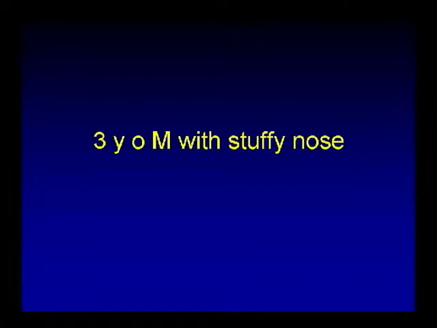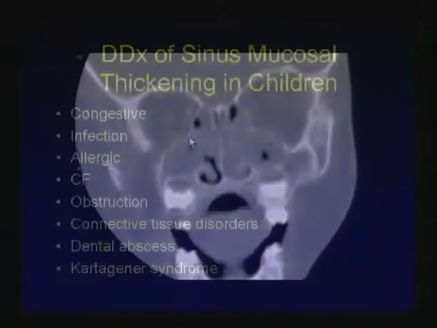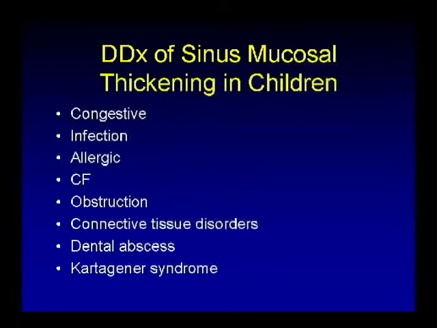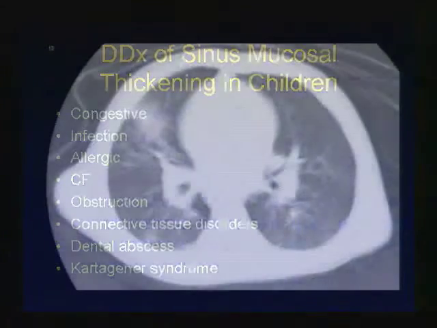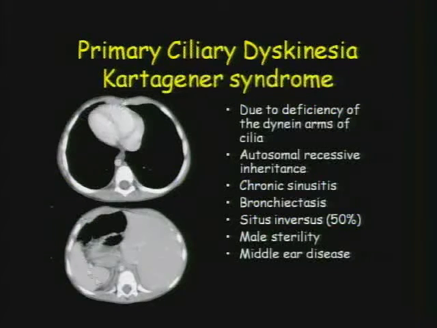The next case is a 3-year-old with a stuffy nose, and you can see that there's pansinusitis. The differential is sinus mucosal thickening. It can be congestive, or, every kid's crying when they get a film done. It can be infective, it can be allergic. I think everybody in the Sacramento area has allergic sinus disease. Cystic fibrosis, connective tissue disorders, but also remember there's things like Kartagener syndrome. Here we can see that this patient has patchy airspace opacity and has bronchiectasis, has situs inversus totalis. And this is due to deficiency of the dynein arms of the cilia. It's one of the dysmotility syndromes.